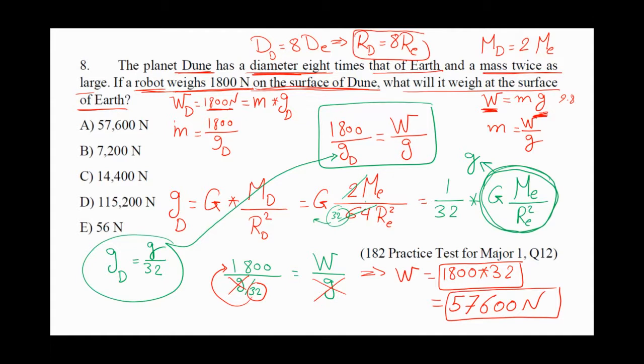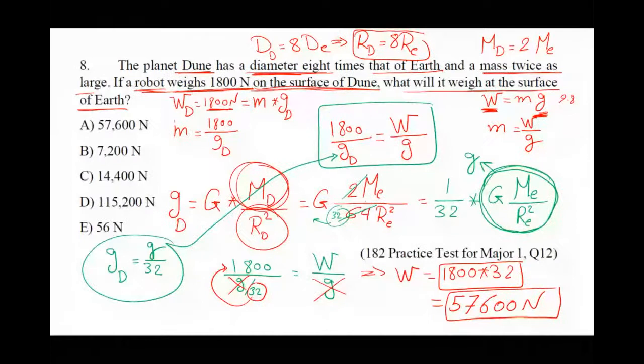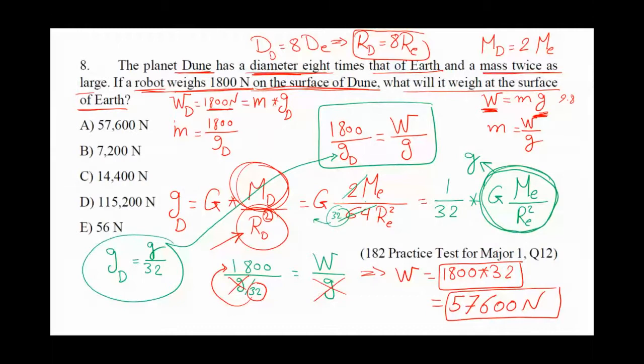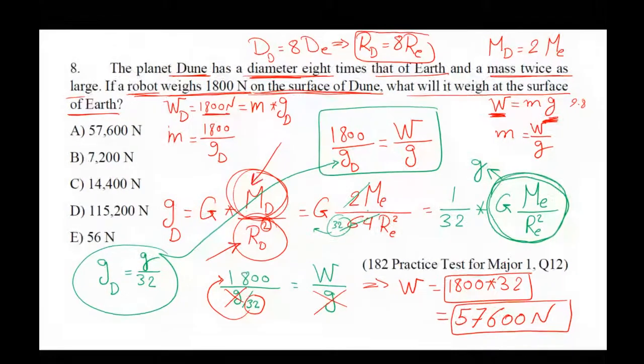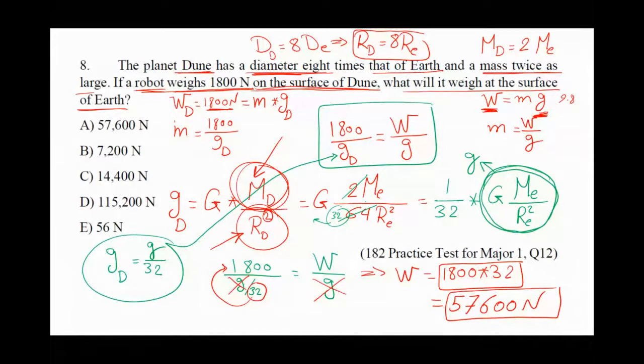So this is the weight of the object on the Earth. As you can see, the acceleration of the Earth is much higher than the acceleration of Dawn. Although Dawn is bigger, bigger doesn't mean it has higher gravity, because the gravity depends on two factors: the mass and the radius. The more the radius, the lower the gravity, especially since it's squared, and the more the mass, the more the gravity.